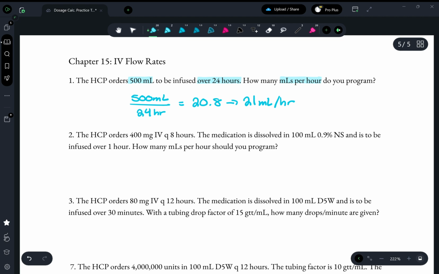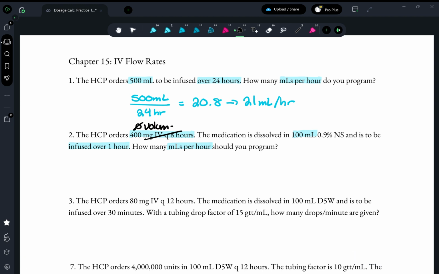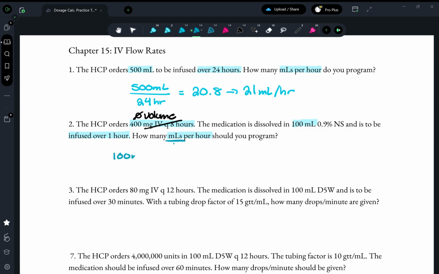Okay, next we have we want 40 milligrams IV Q8 hours. So do you guys think that is important? Let's finish the question. The medication is dissolved in 100 mLs of normal saline and is to be infused over 1 hour. And our question is asking us how many mLs per hour. So to answer my question, nope, doesn't matter, because this 400 milligrams is not a volume. It's a dosing, and this question is asking for our volume. So we're going to divide 100 mLs by 1 hour, which, you guessed it, is just going to be 100 mLs per hour. So that 400 milligrams is just there to distract you and get you thinking about the wrong numbers. Don't fall for it.